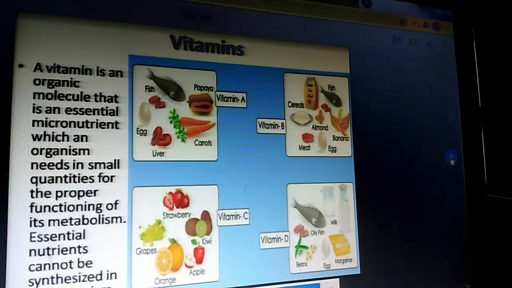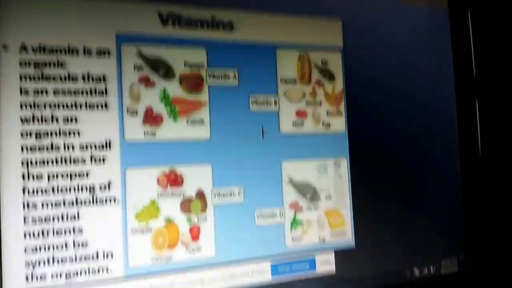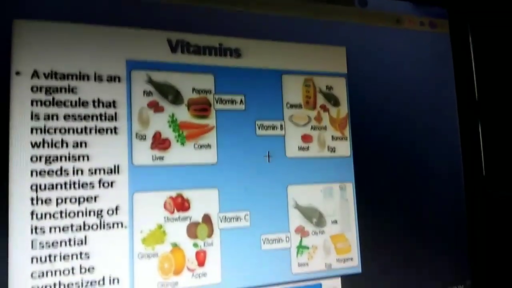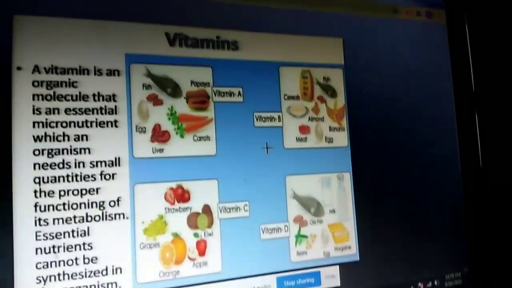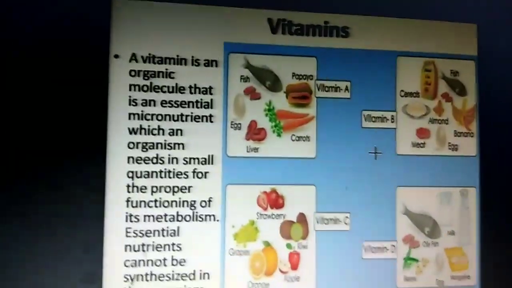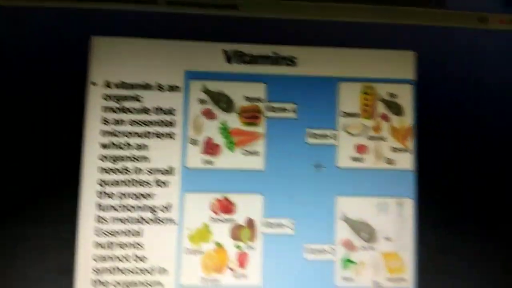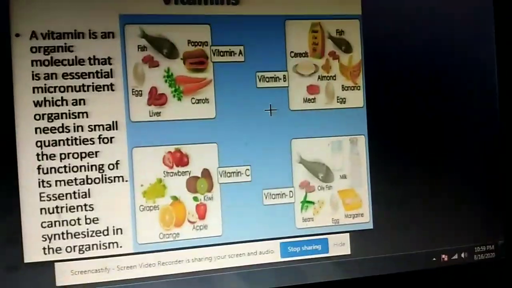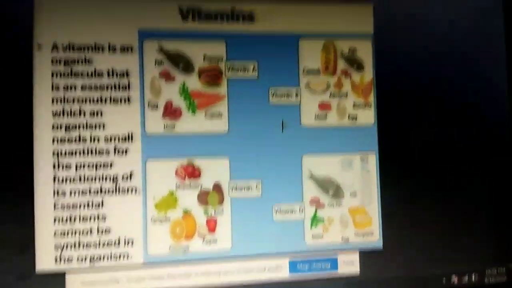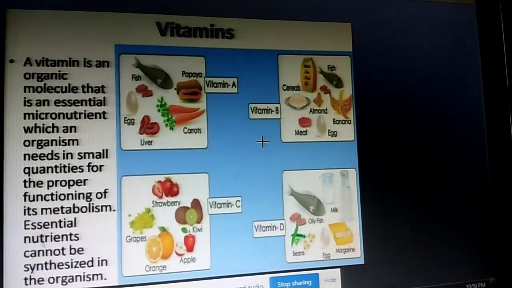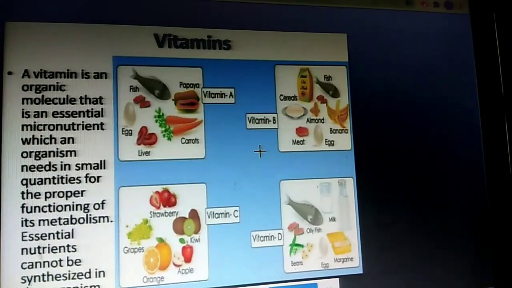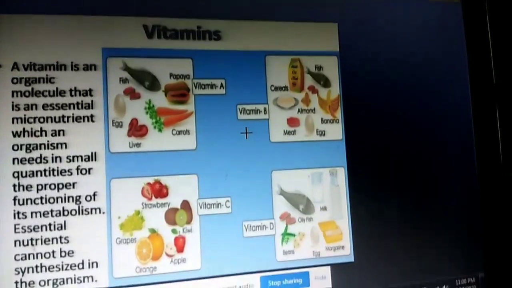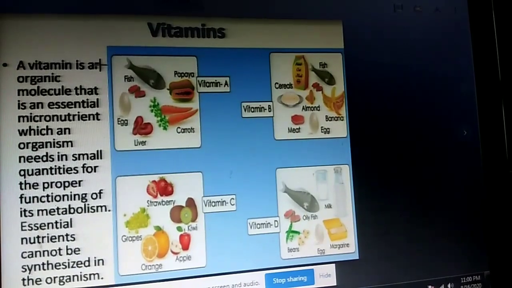Now, next coming to vitamins. Vitamins are present in the food in very small quantities, so they are called micronutrients, and they are very essential for our body because it needs them in very small quantities for the functioning of our metabolic activities. These cannot be synthesized by our body; they are present only in specific foods. We cannot produce them. So these vitamins and minerals are micronutrients which are very much necessary for our body.